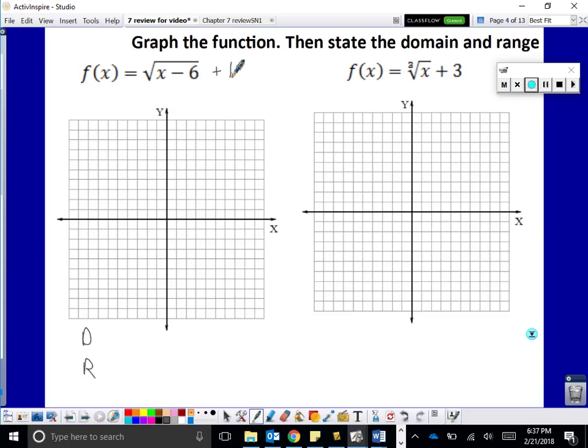And we will do, yeah, we'll just do that. Okay, so x minus square root of x minus 6 plus 1. I have a center being shifted to the right 6. So 1, 2, 3, 4, 5, 6. And up 1. This is my new starting point.